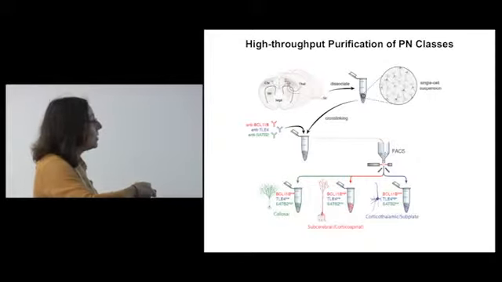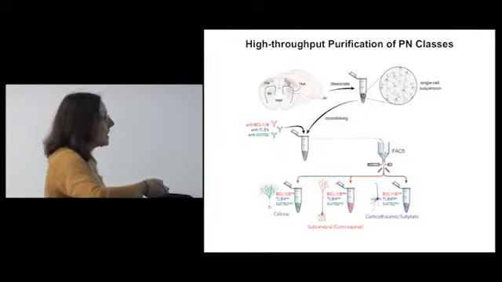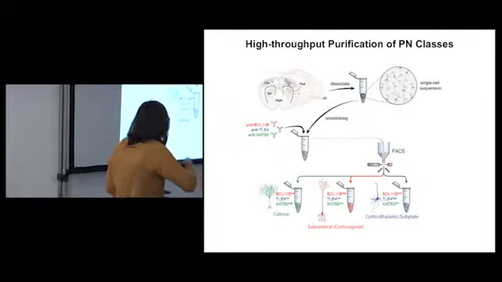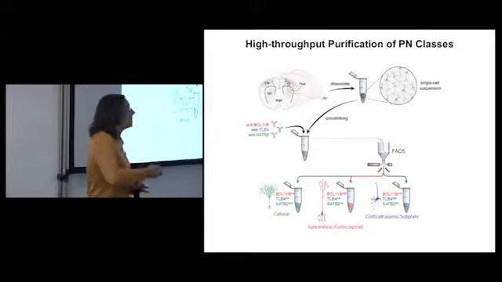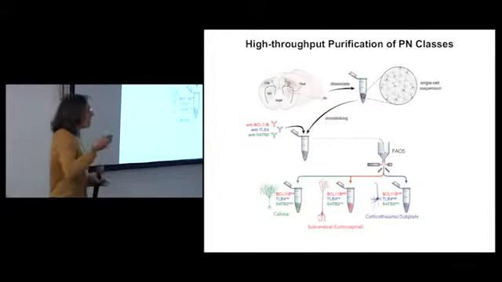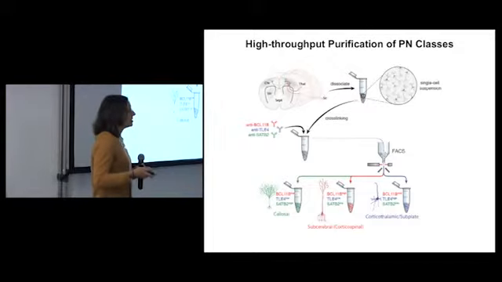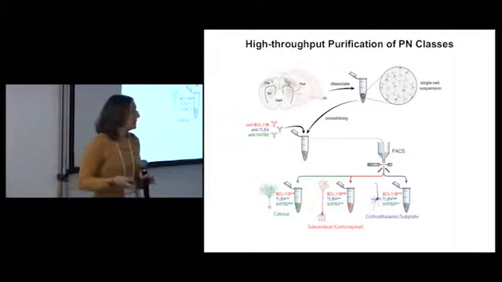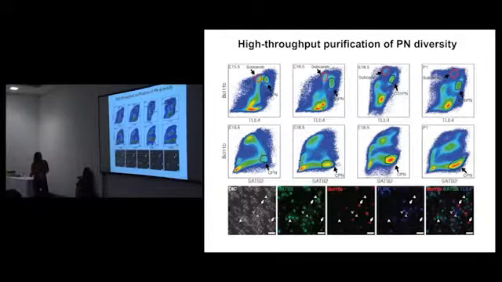So for example, callosal neurons are defined as BCL11B low, TLE4 low, SATB2 high. But the subcerebral neurons are BCL11B high, TLE4 low, SATB2 low. This sounds a lot like the immune system, where people have been able to purify different classes of cells from the blood based on differential expression of different antigens. So these are the plots.